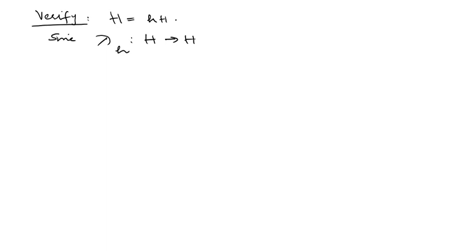So let's verify that H is equal to hH. Since lambda h, for each h in H, is a bijection from H to H, and it's defined by x lambda h is equal to hx. Okay, this is the definition. So using this bijection, we'll show that H is equal to hH.